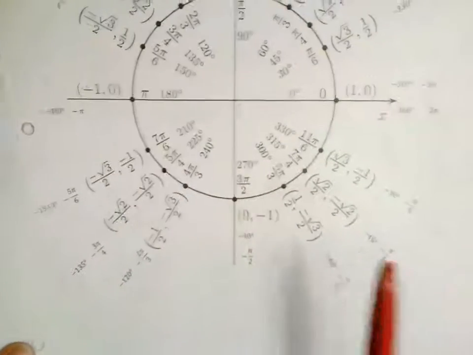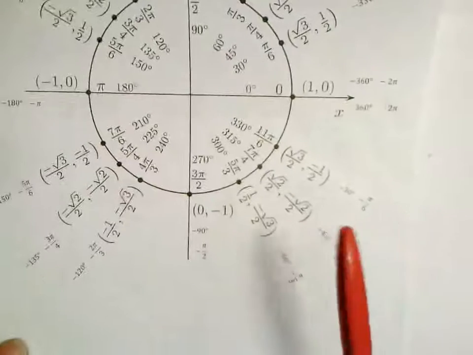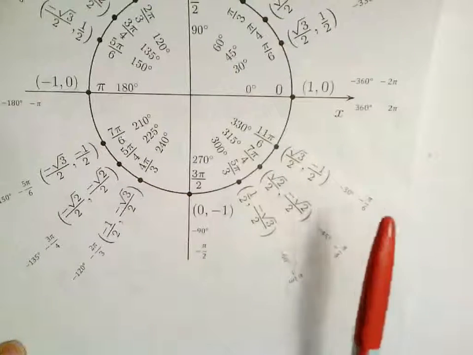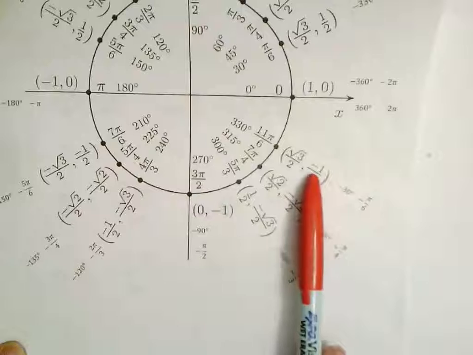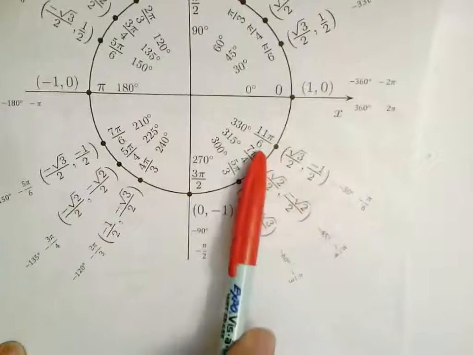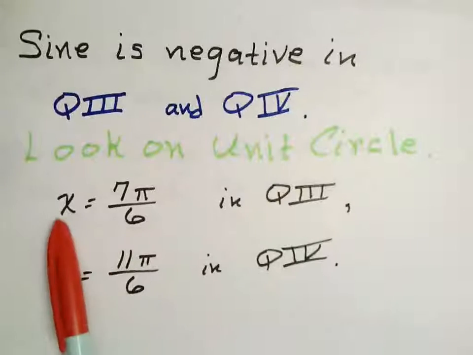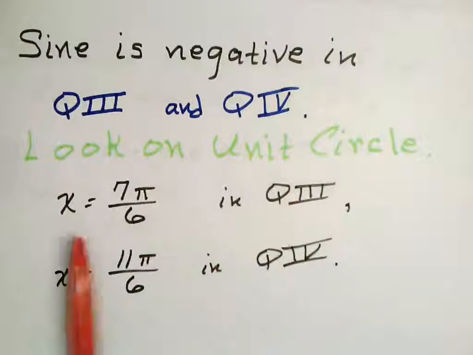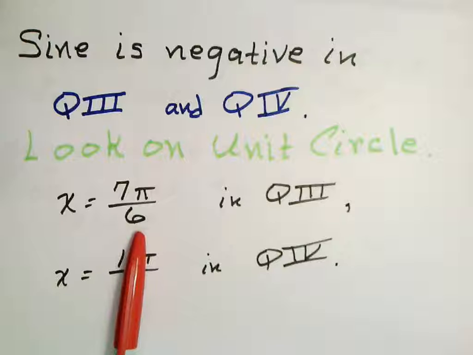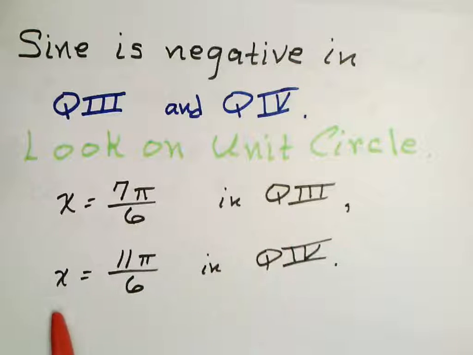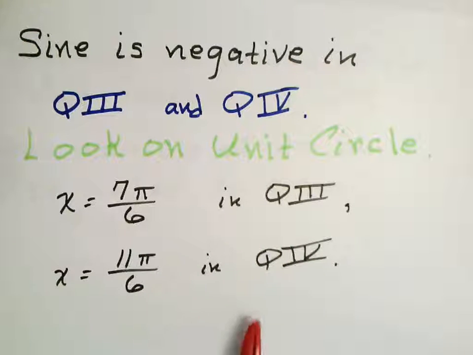Then we're going to look at the fourth quadrant. We're looking for a sine that is a negative a half. And that's the y coordinate. And you see right here, that's 11 pi over 6. So that's why I said if you look on the unit circle, x equals 7 pi over 6 in the third quadrant, and x equals 11 pi over 6 in the fourth quadrant.